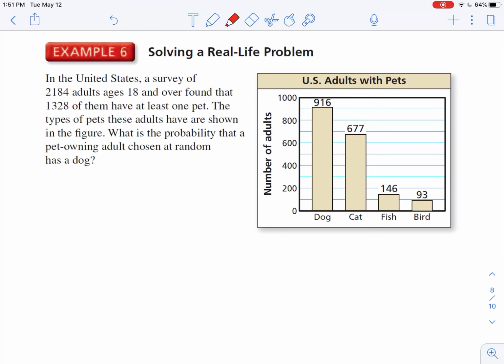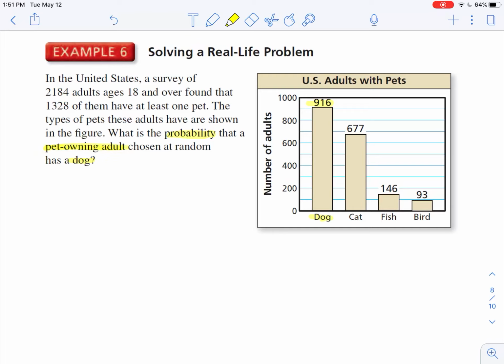So what I'd like to do is make a couple of highlights here. We're looking for a probability, so our answer has to be between 0 and 1, including either of those two potentials, and we're looking for a pet-owning adult, and we're also looking at something that has to do with dogs. So obviously we're going to be using this data point up here, the 916, but the question is, where do we have data that relates to pet owning?